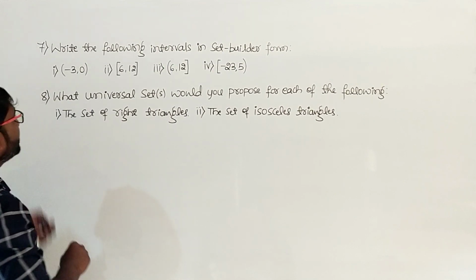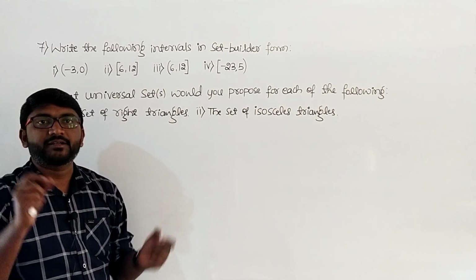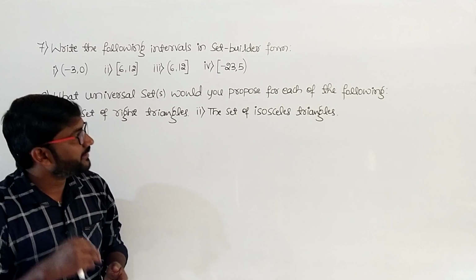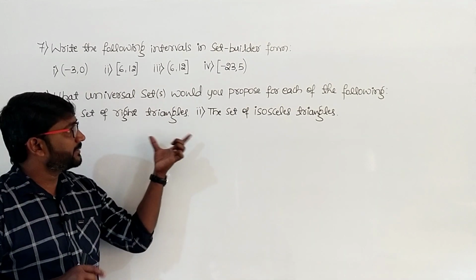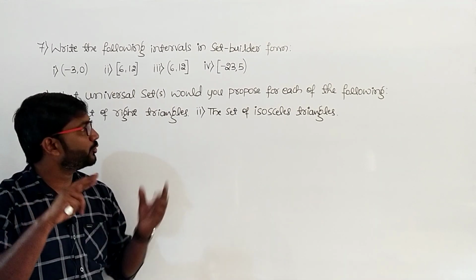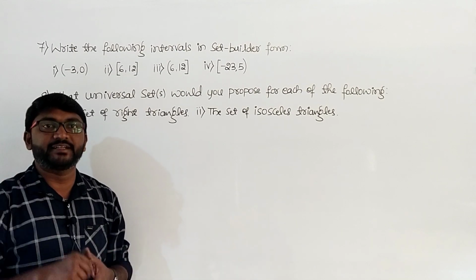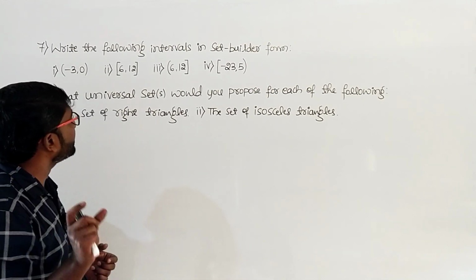Well, the 8th question is, what universal set or sets would you propose for each of the following? So he has given 2 cases here. For those 2 cases you will have to write a universal set. The first one is the set of right triangles.